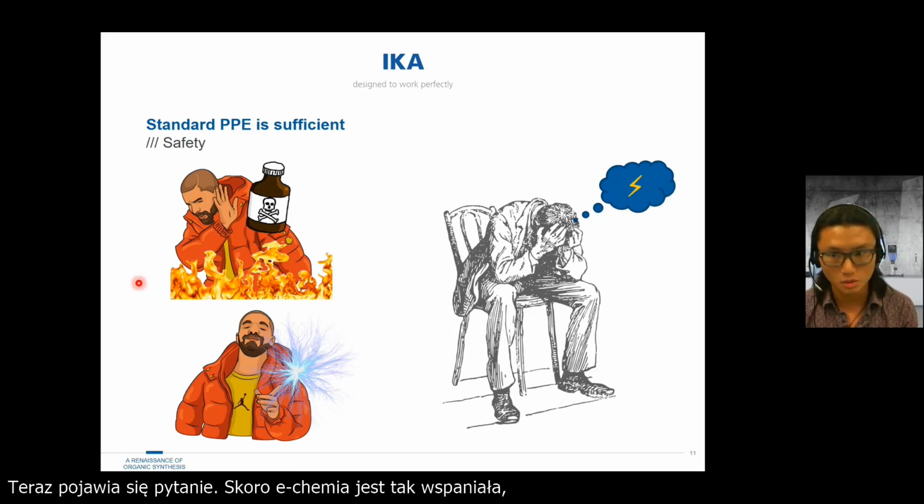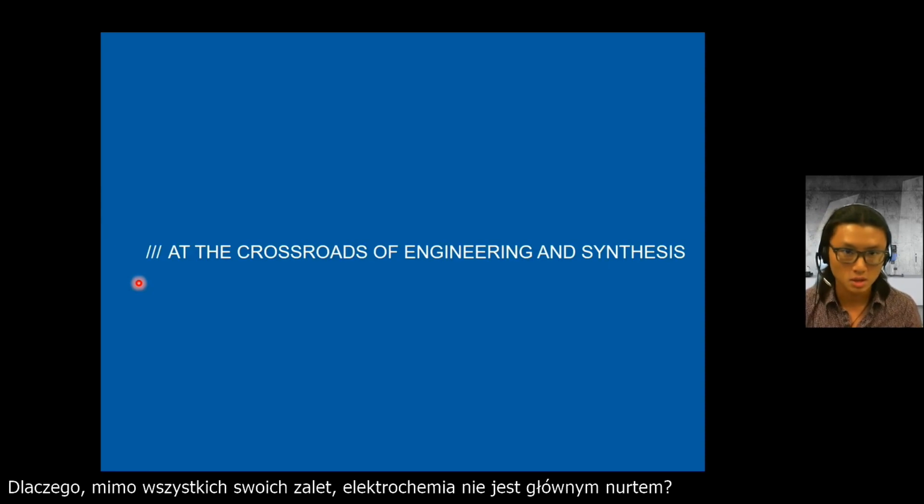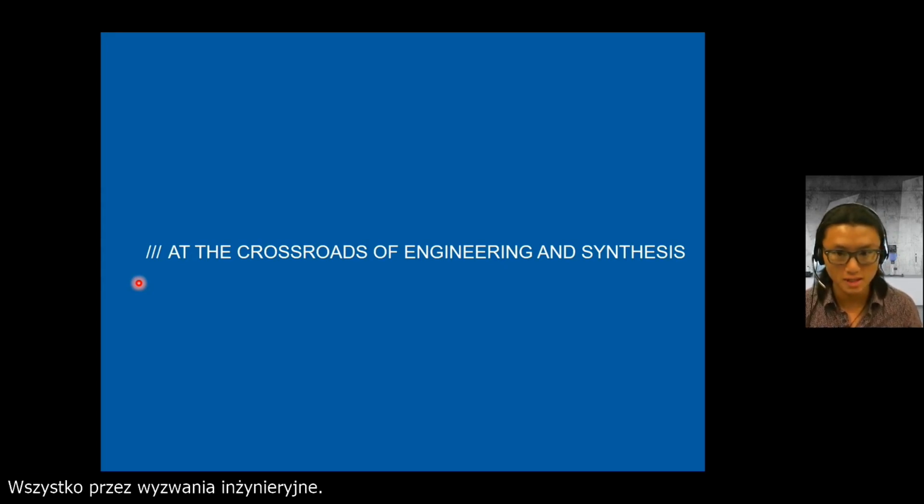But here comes the question. Since EChem is so great, why do people turn to the electrochemical approach only when they are in desperation? Given all those advantages of electrosynthesis, why wasn't it the mainstream for a long time? And that involves some engineering challenges.